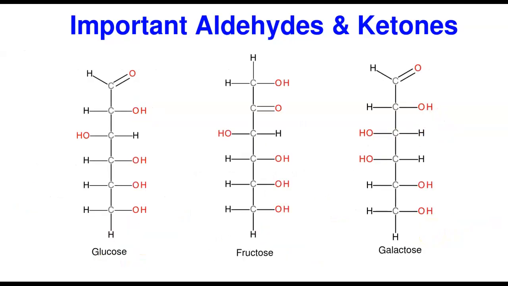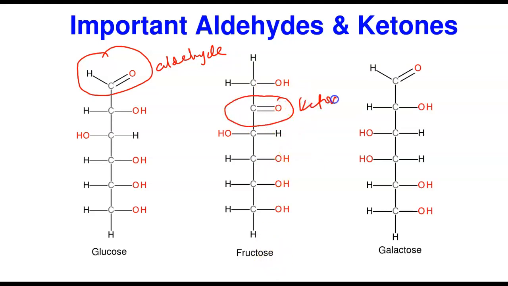Now, the last but not the least of some other important aldehydes and ketones we're going to be talking about are the monosaccharides, the common monosaccharides: glucose, fructose, and galactose. The glucose itself, look at it. In carbon number 1, it has the aldehyde functional group. Now, you see the fructose itself is a ketone. Look at it. It has the ketone functional group here. Whereas the galactose here still has the aldehyde functional group.